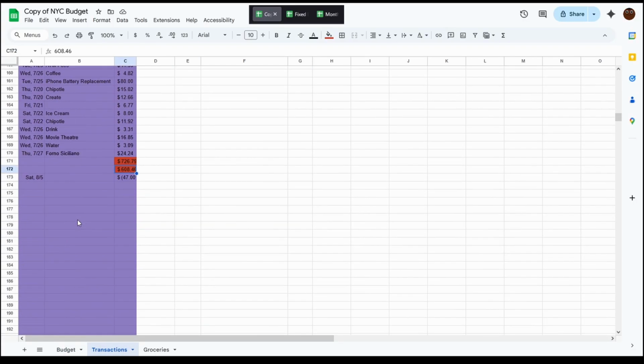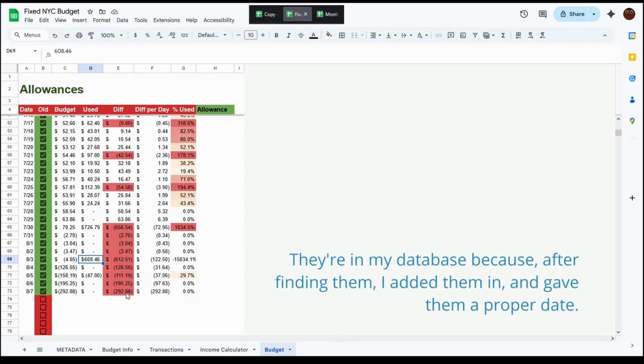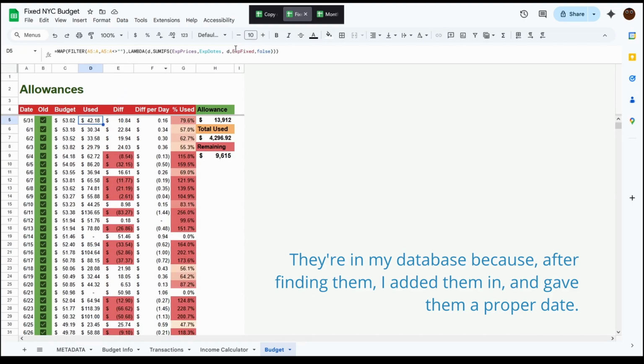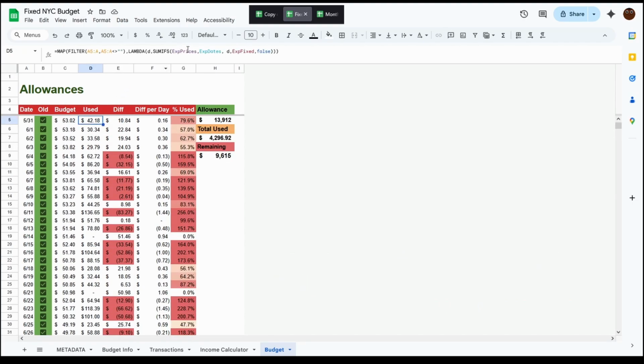There is nothing in the transactions. In fact, if you look all the way down at the bottom, there's no label. There's not even a date. That's why I couldn't find it, because all of my stuff was based off dates. It had to be in the system for you to look for it. See, that's how I looked for it: X prices, X dates, X fixed.